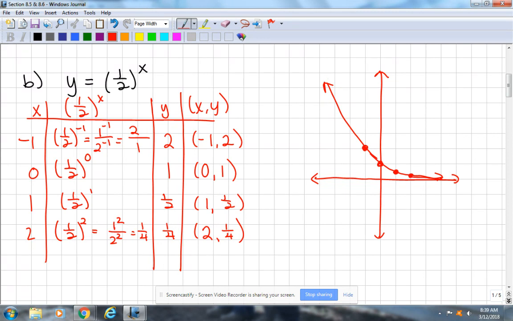That's called a decay. So if it shoots up really quick, it's an exponential growth. If it goes down, it's an exponential decay. And again, we have an asymptote of the x-axis. And so our domain, again, which is all our x values, will be all real numbers. And our range would be y has to be what? Greater than 0. Very good.